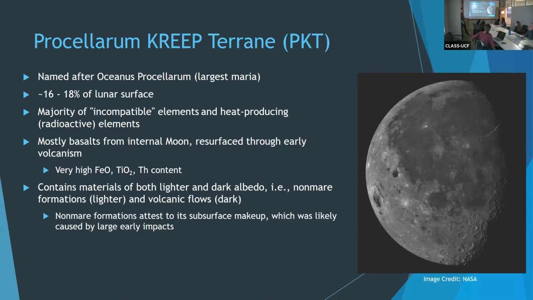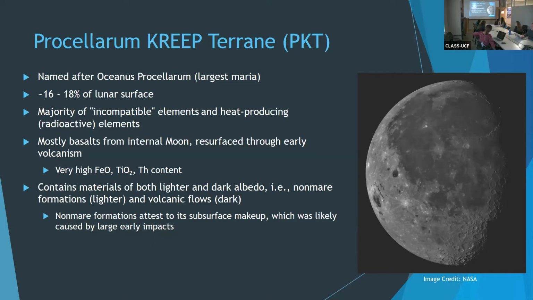Oh, I have a comment. Or, for when you're done. Okay, no, that's fine. I was just going to say that most of the stuff that we see in the creep terrain are the basalts from the internal moon that has been resurfaced through all of that early volcanism. So bringing stuff up to the surface, as we were talking about, which is why we see that it's very high in iron, titanium, and thorium content.